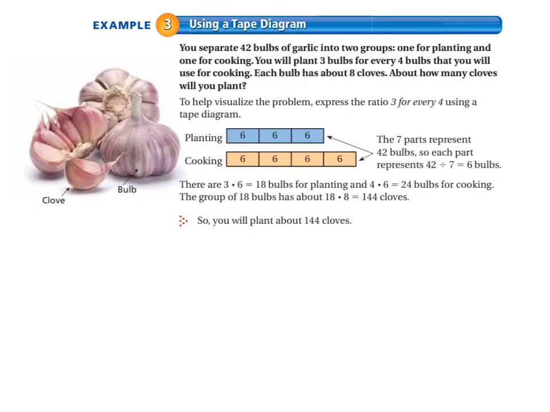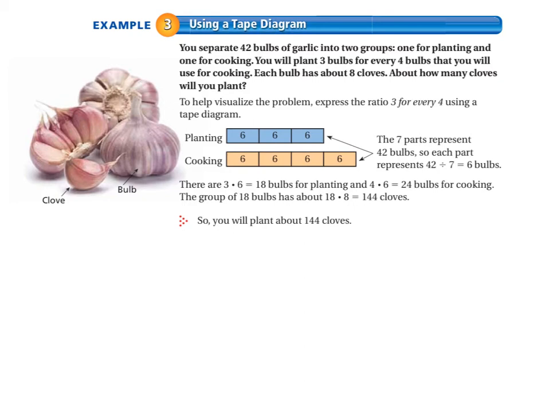So this is similar to what we did in example 2. It says you separate 42 bulbs of garlic into 2 groups, one for planting and the other one for cooking. It says you will plant 3 bulbs for every 4 bulbs that you use for cooking. Each bulb has about 8 cloves. About how many cloves will you plant?